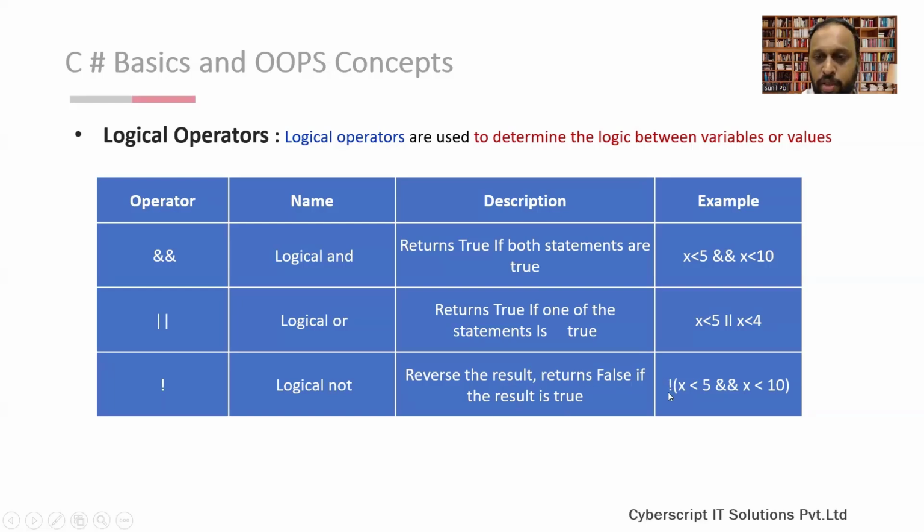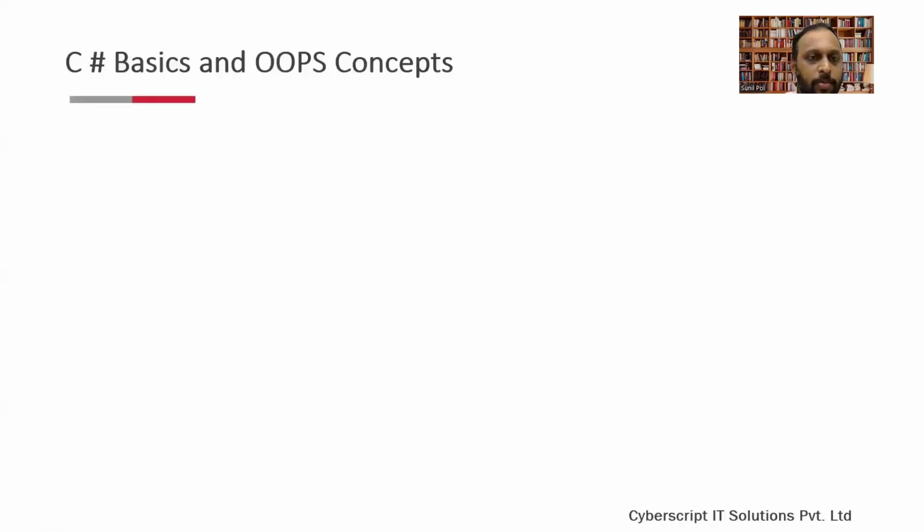If we use logical not operator, in this scenario, if both statements are true, it will return true and it will reverse the result. So if this statement returns true, then the output would be false. If this returns false, then the output would be true over here. Let's understand logical operators with the help of this code.